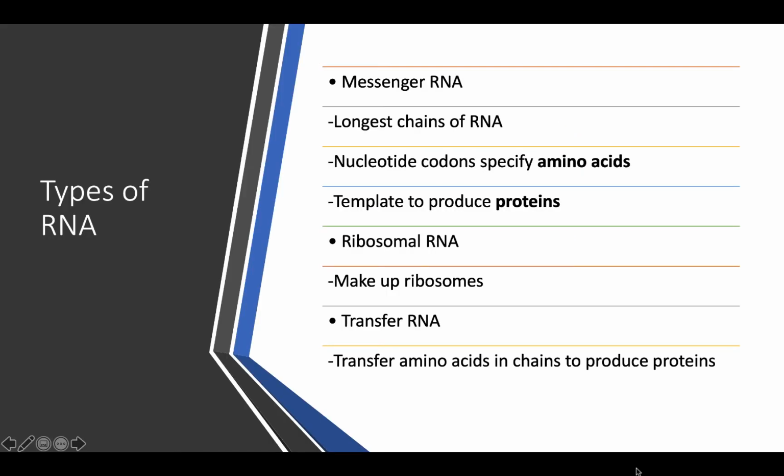إذا بنحكي هلا عن أنواع ال RNA. The first three types are probably types that you are already familiar with. بتعرفوا المسنجر RNA. المسنجر RNA هو اللي we just transcribed out of the template strand, and this is usually the longest chain of RNA, يعني أطول sequence of RNA بتشوفه بالخلية.